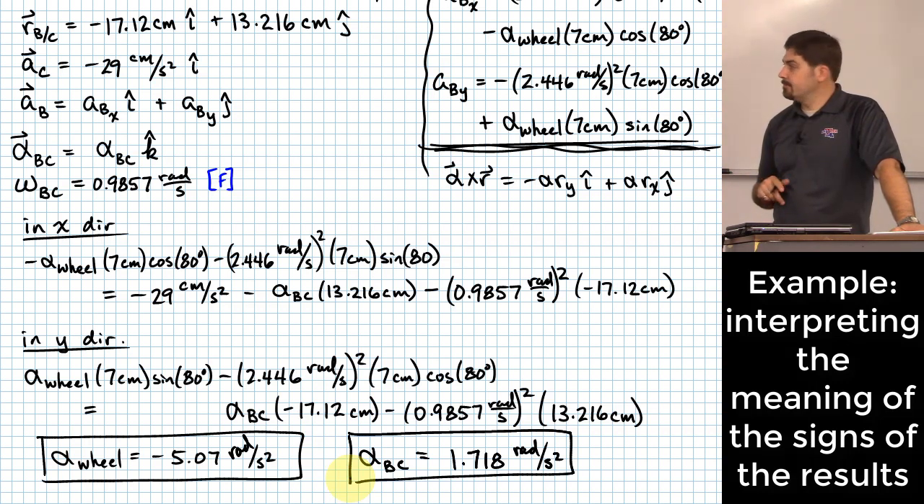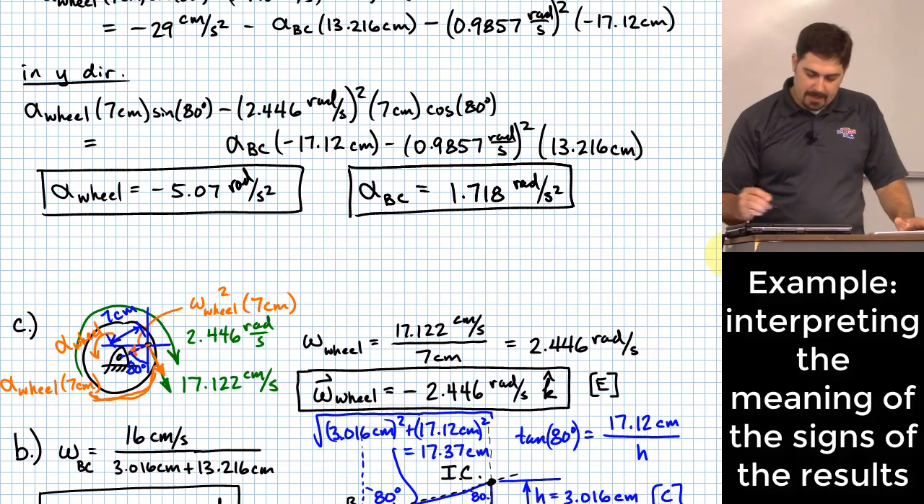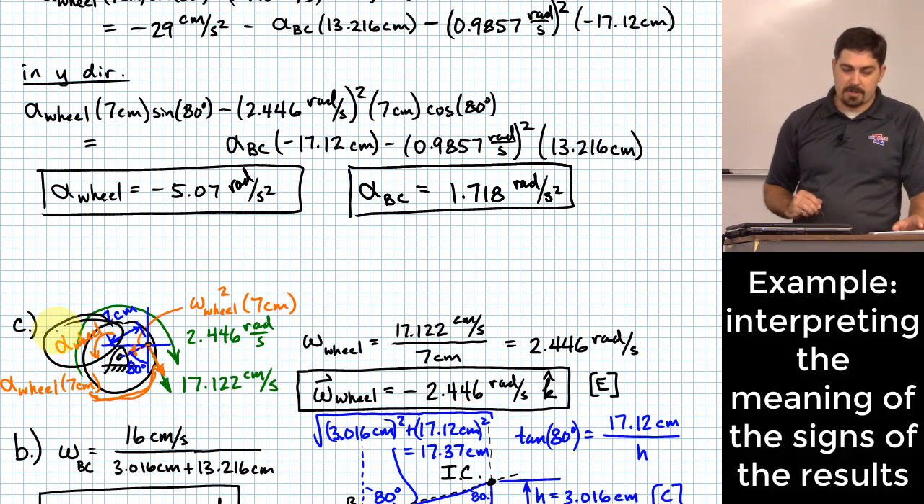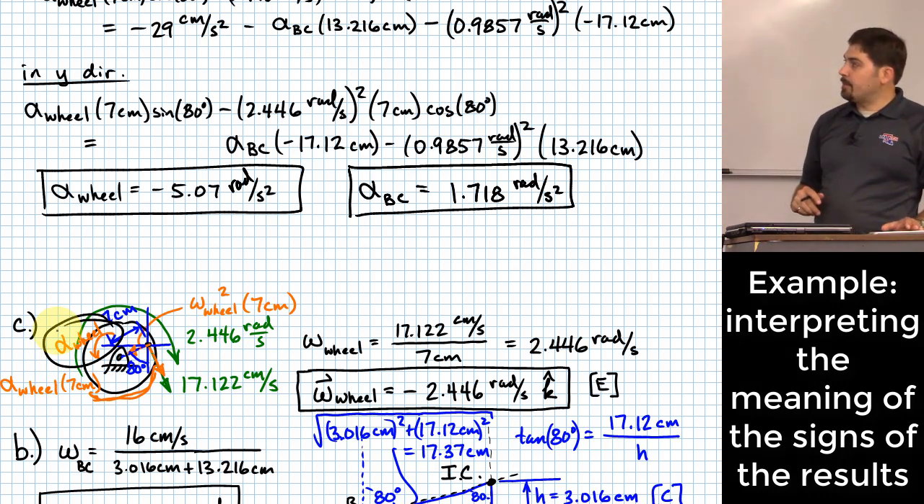Any thoughts? Okay. Generally, when we do these things, we assume a direction, then we solve, and we come up with an answer. The answer has a sign to it. The sign tells us whether or not the direction we assumed was correct. So the direction we assumed whenever we started all of this was that alpha wheel went that direction. The negative sign means the acceleration of the wheel is actually clockwise, not counterclockwise. Okay?